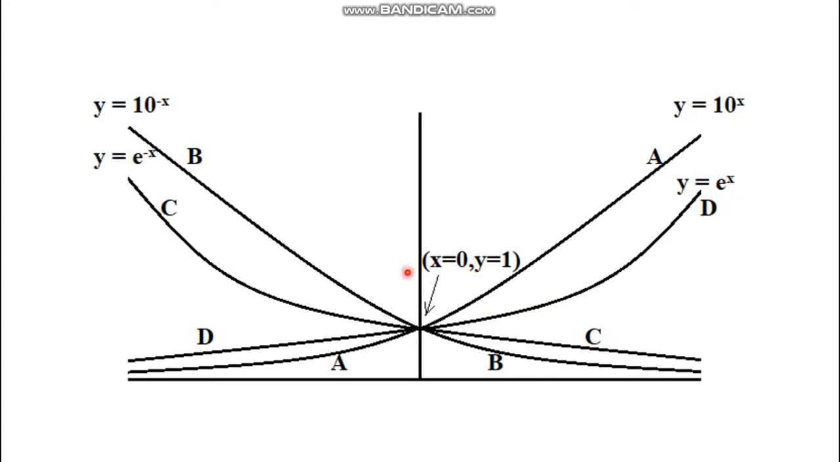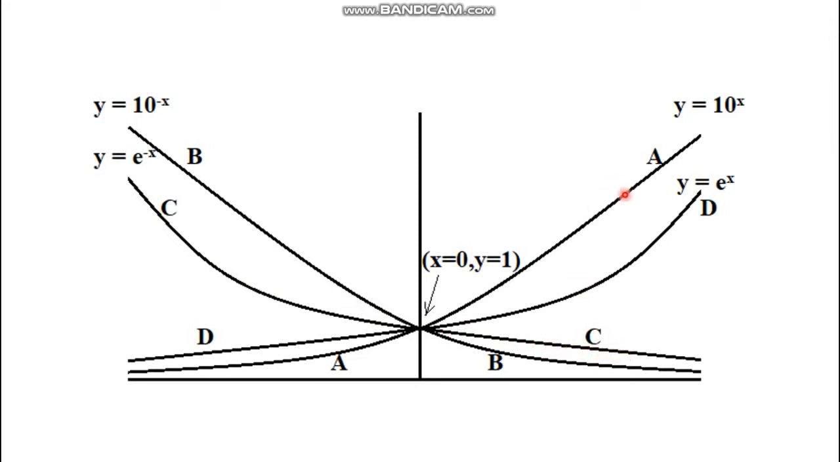Okay. On the other hand, if it is a negative power, y equals 10 to the power minus x, then it will start here and then decrease. Remember the chemical kinetics graphical presentation, here it will go here, okay. And if it is e to the power minus x, it will go like this, decreasing. And after crossing the y-axis, it will go above the B line, okay.